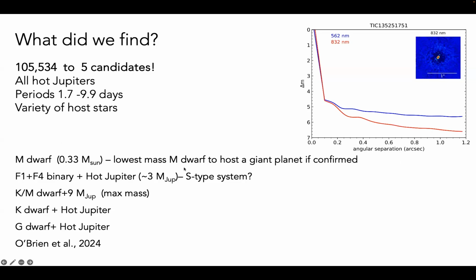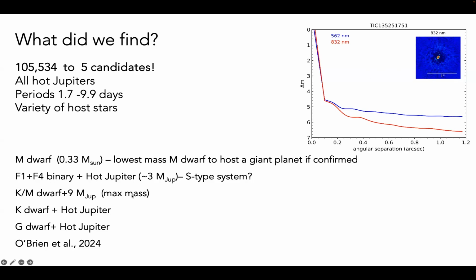So we've got an M dwarf, which may be, if confirmed, the lowest mass M dwarf to host a hot Jupiter. We have what we thought was a giant, but then when we got the speckle imaging, which is what you can see at the top here, the image is elongated, showing it's probably a near equal mass binary. And that could be really interesting, but we don't know which of the 2 stars the planet's going around at the moment. We think it's an S-type binary, which means it orbits one of the stars, not both of the stars, but we don't know which one.